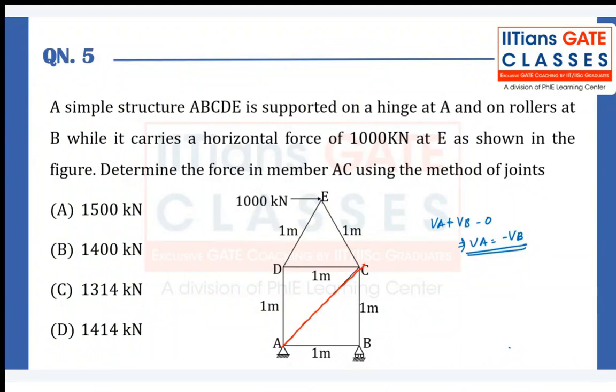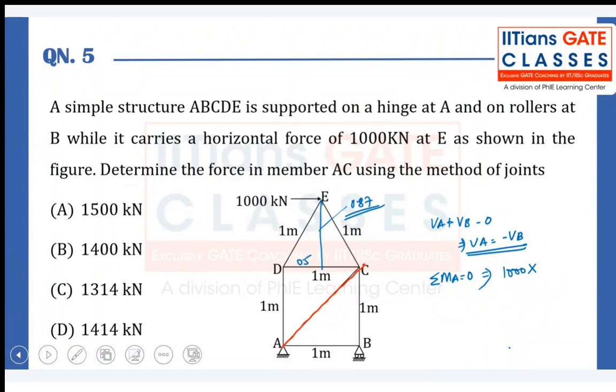They are same, but in opposite direction. If we take the moment of this about point A and equating to 0, we will say that this 1000 multiply by this height plus 1 meter. So it will be like 1, this is 0.5. So this height has to be 0.87. Okay, you can calculate by using Pythagoras theorem. So it will be total 1 plus 0.87, so it will be 1.87.